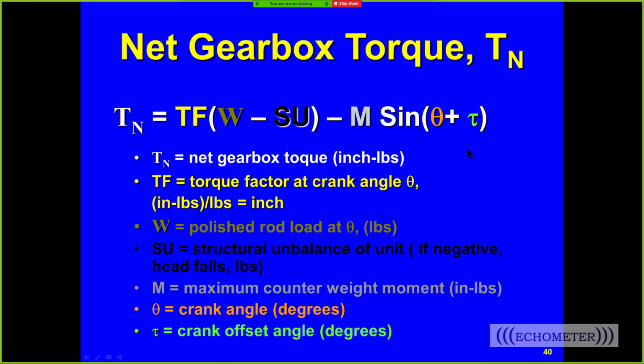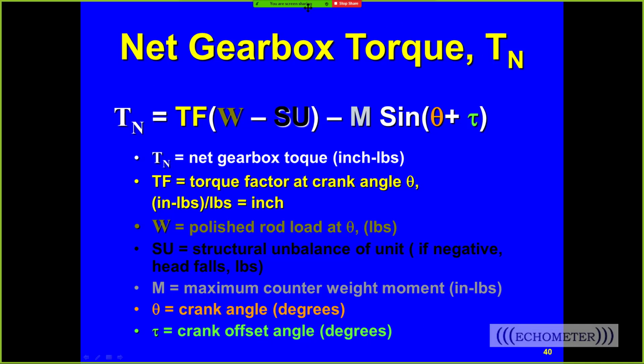Now this is a definition of this equation. Net torque is the torque factor times the net well load, which is the measured rod load minus structural imbalance. It says if it's negative, the horse's head would fall and become heavier. M is a counterbalance moment, either from CBE or from distance from weights to end of crank. This is the crank angle, and this is the phase angle.